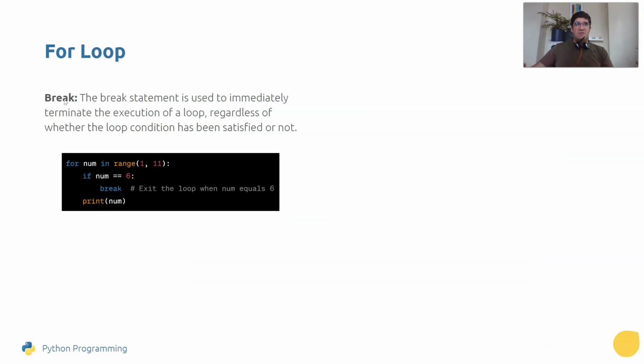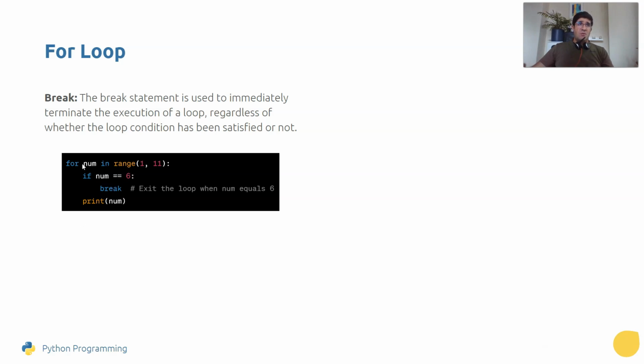There are two statements. One of them is break that we need to know. We can use the break to immediately terminate the execution of a loop, regardless of whether the loop condition has been satisfied or not. So for example, in this case, break will break the whole loop. I think almost always we try to check a condition, and if the condition is satisfied, we will break the loop.